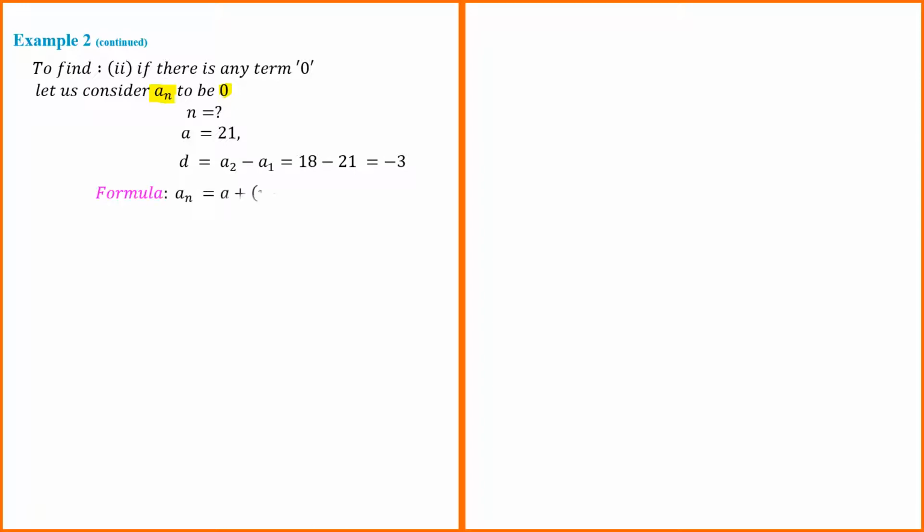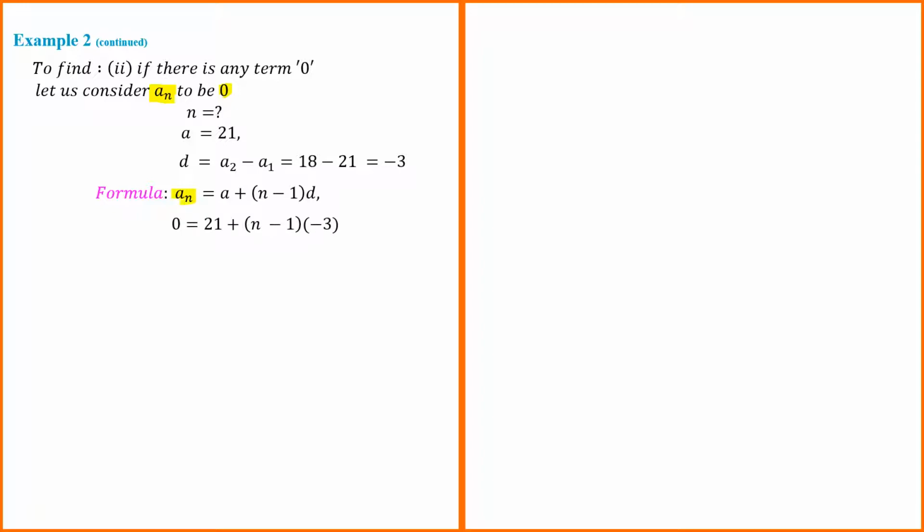Yes, let's try to find it. The same way, we just make note of the value of n, a and d, and apply the formula, then substitute the values. They have asked us to find if there is any term 0, so I consider it to be an. Some term an is called 0, so the n value is to be found, the a value is 21, and the d value is minus 3 from the previous question. Then here is the formula, let us try to substitute.